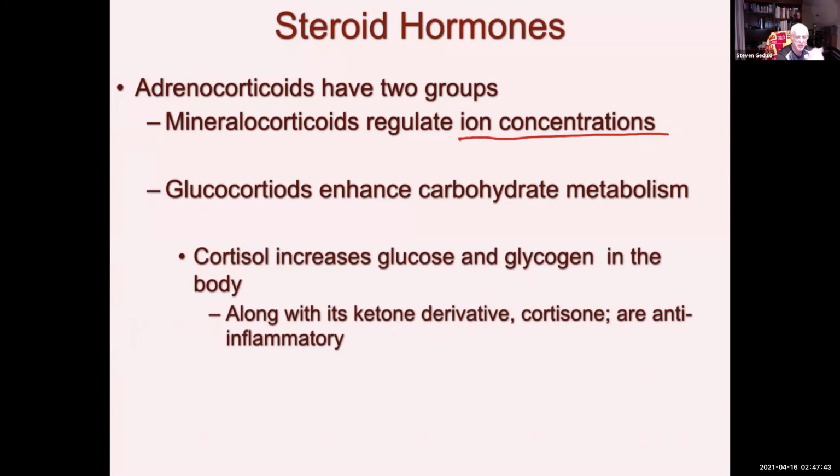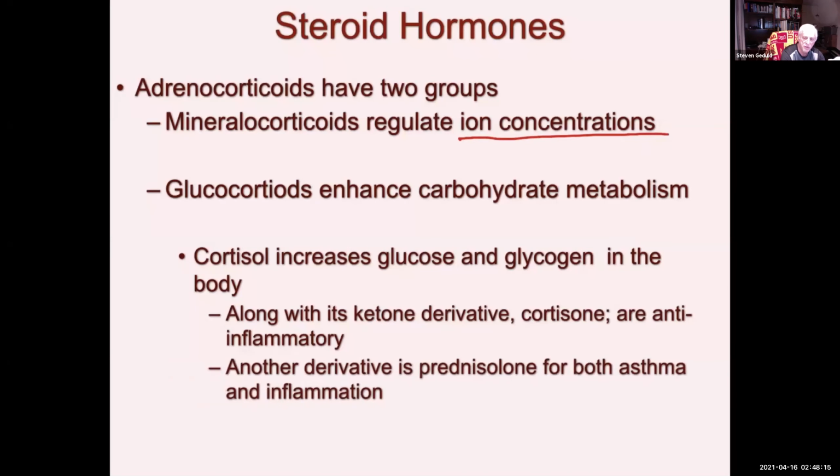Along with its ketone derivative, cortisone, they are anti-inflammatories. So cortisol and cortisone are anti-inflammatories. That's why you inject it into a joint that's inflamed. You got an elbow or knee joint that's hurting with inflammation there, they do a cortisol injection in there. Okay, they put cortisone in them. This is a very, very painful injection because they take the cortisone, put it in, and they move the needle around until they find the area which is the most inflamed, which is the most painful, and that's where they inject it. Okay. Another derivative is prednisolone. Prednisolone is used to treat asthma and inflammation.